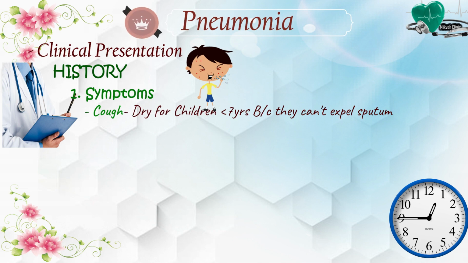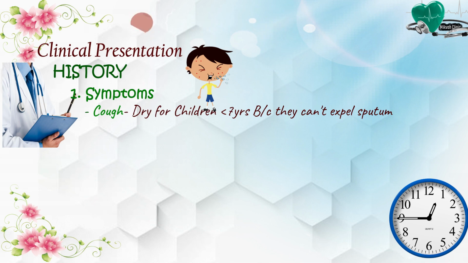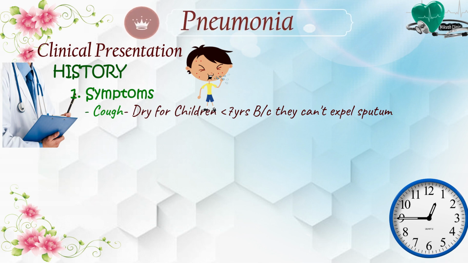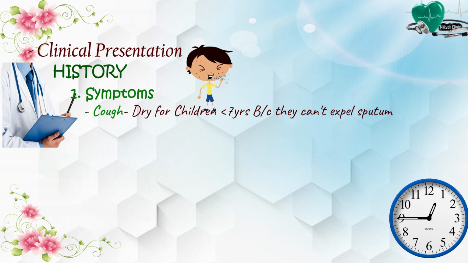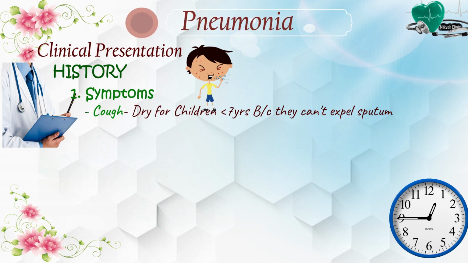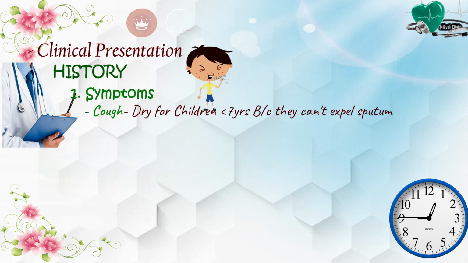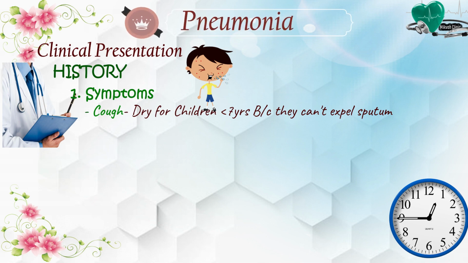One thing we should know is any child below the age of 7 years will have a dry cough. They can produce sputum, but they can't expel it. So we don't expect sputum for a child less than 7 years. But for children above 7 years, they may have productive cough, so we may have the details of the sputum. But for children less than 7 years, we don't expect sputum because they can't expel it, but they can produce it. Don't forget this point.